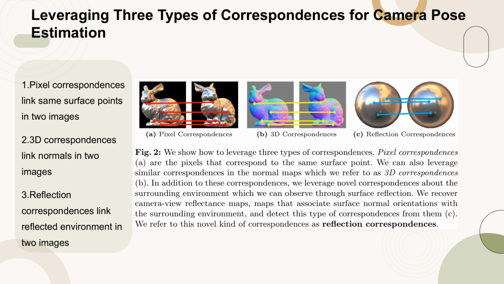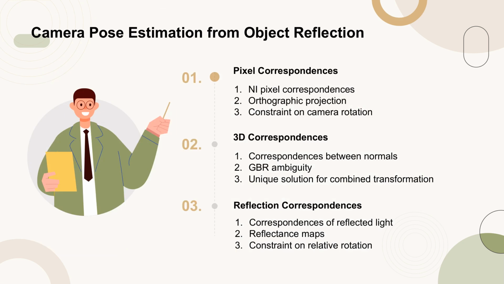These correspondences are detected from camera view reflectance maps, which are view-dependent maps about the surrounding environment. This approach allows for the estimation of relative camera poses from object appearance, even in the absence of texture and with strong specularity. In this section, we discuss the three types of correspondences used for camera pose estimation. First, pixel correspondences link corresponding locations in two images, providing a constraint on the camera rotation under orthographic projection.